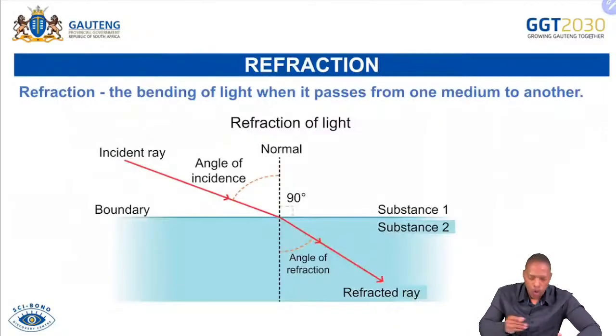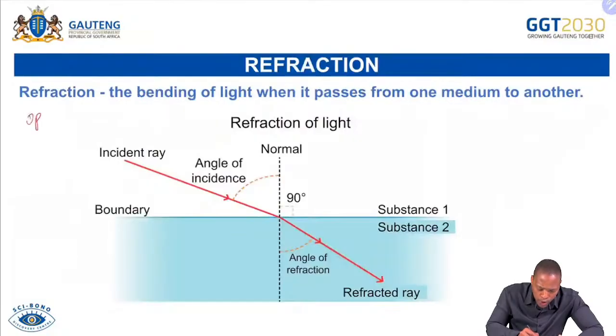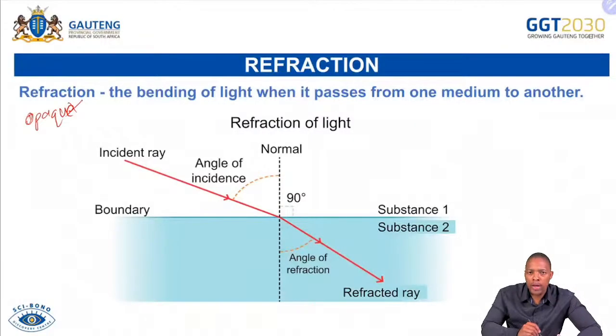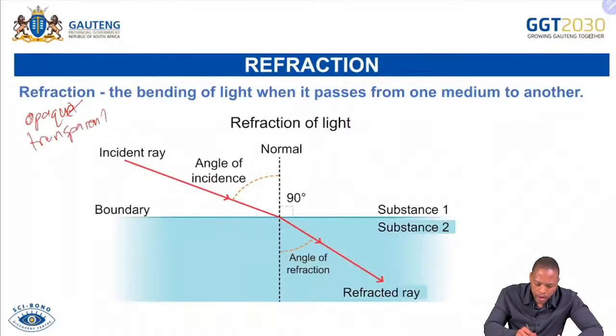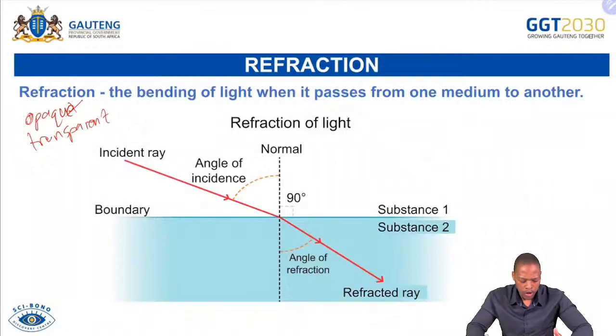Well, not all objects are going to be opaque. Some objects are transparent. So what happens when we talk of a transparent object? Well, we know that transparent objects are going to allow light to pass through. Not all the light in a transparent object will be reflected. Most light in a transparent object can pass through.